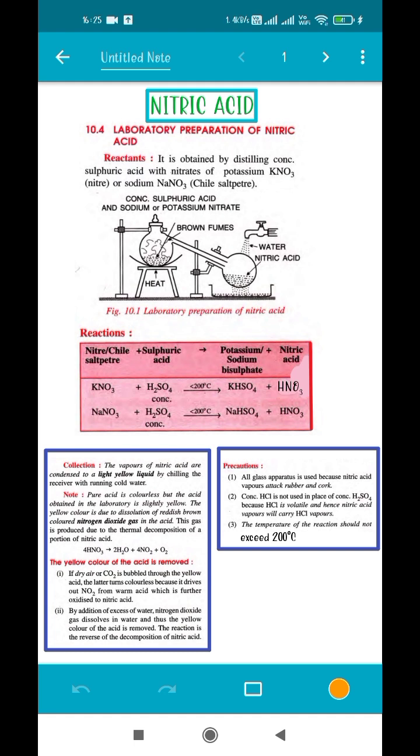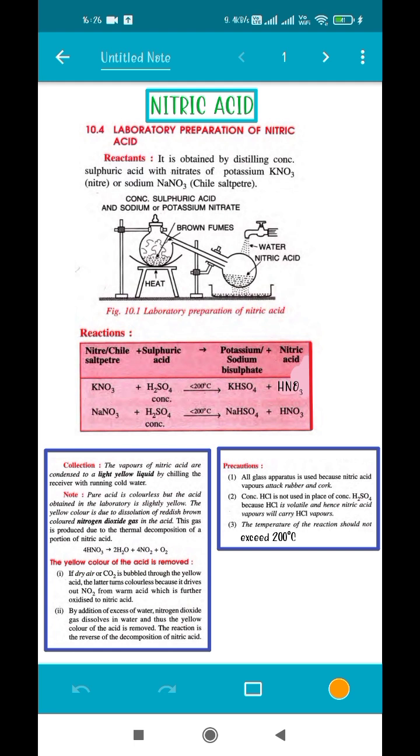Over here also we will use sulfuric acid and we will use sodium or potassium nitrate. So KNO3 plus H2SO4, the reaction is exactly the same. If the temperature is lower than 200 degrees Celsius, we will get KHSO4 and HNO3. But if the temperature is above 200 degrees Celsius, it will form K2SO4 and HNO3. We will learn in the next page. Similarly, in place of KNO3, we can also use NaNO3, sodium nitrate.